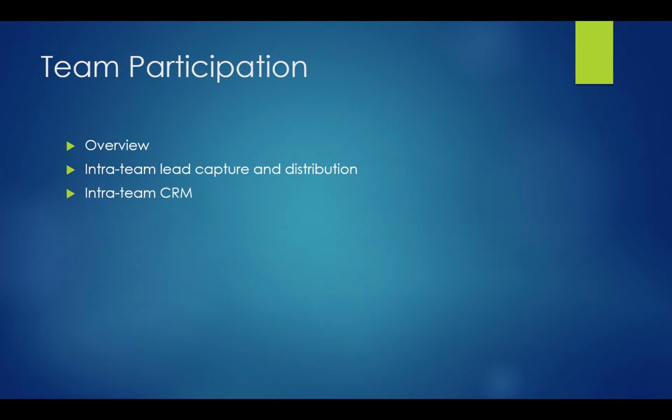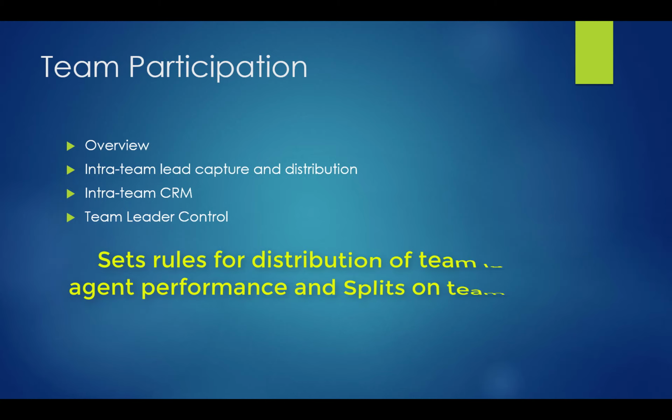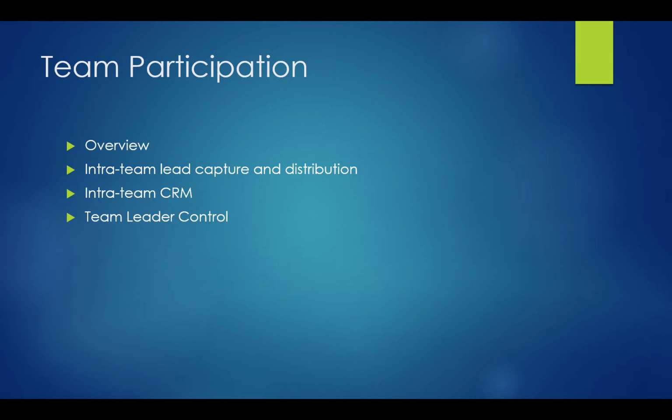Teams can also participate in the CRM functions available within Prospect Converter. The team leader can set the rules for team distribution, agent performance, and commission splits for team-generated leads. Any agent can form a team, and agents can join and leave teams as they please, and even belong to more than one team. An agent can also be a leader of one team and a member of another.